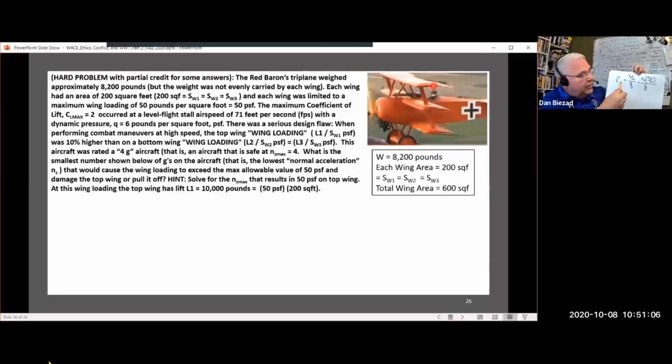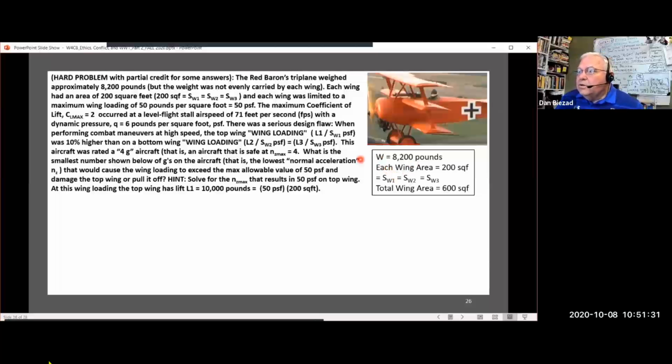So the angle of attack for this is somewhere around 16, 17 degrees, and C-sub-L somewhere around 2. Who knows what it is for a particular airplane. But in this case, the top wing had more C-sub-L than the other two wings. So how would I use this equation to predict catastrophe for the Red Baron?